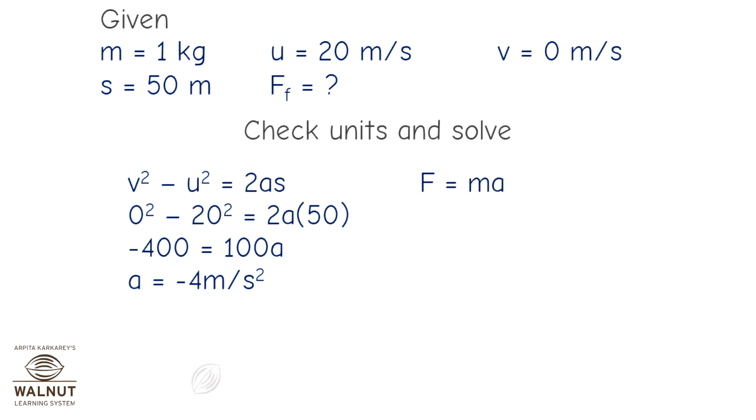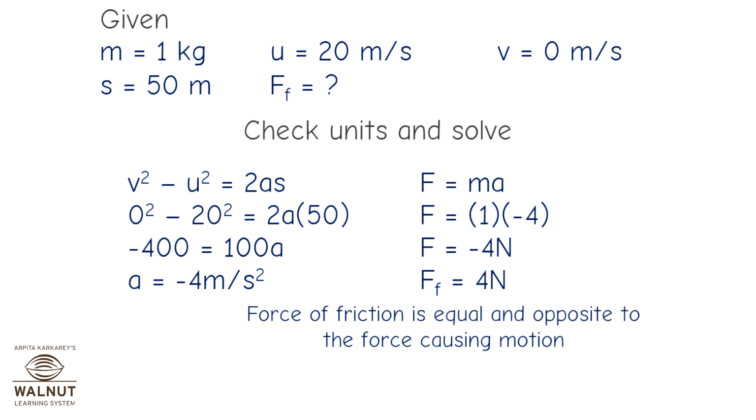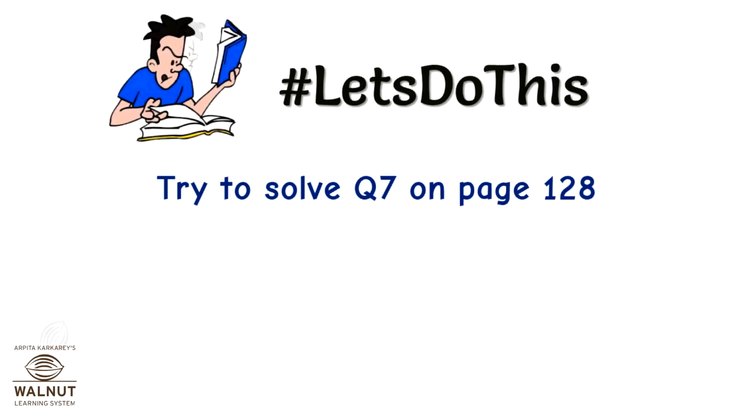Now, F is equal to ma. Therefore, F is equal to 1 into minus 4. Therefore, F is equal to minus 4 newtons. Therefore, Ff is equal to 4 newtons. Force of friction is equal and opposite to the force causing motion. The force of friction is 4 newtons. Let's do this. Try to solve question 7 on page 128.